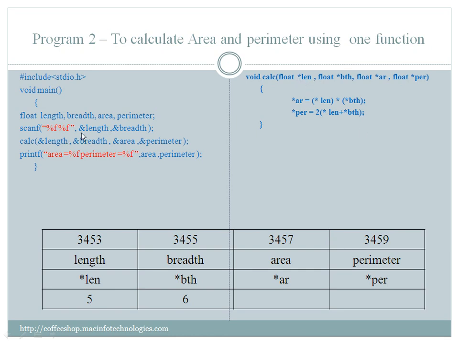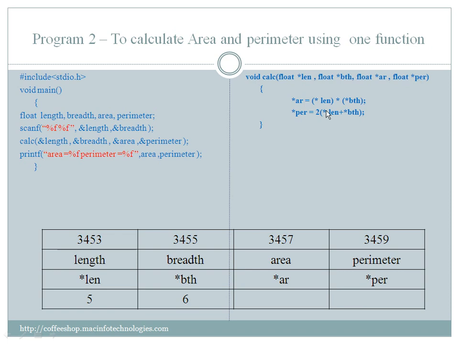Here, LEN and *LEN: whatever address you send will be saved in LEN, and *LEN will point to the same address. Again, whatever address you send for &breadth will be saved in BTH, and *BTH will point to the address inside BTH. Then you send &area, and the address of the area variable of the main function goes to AR. AR will contain the address, and *AR will point to the address inside AR.